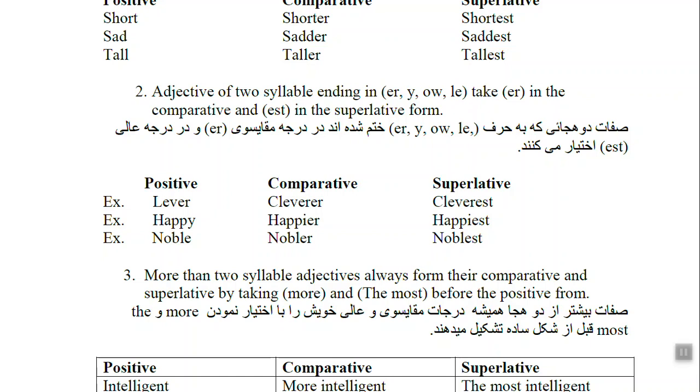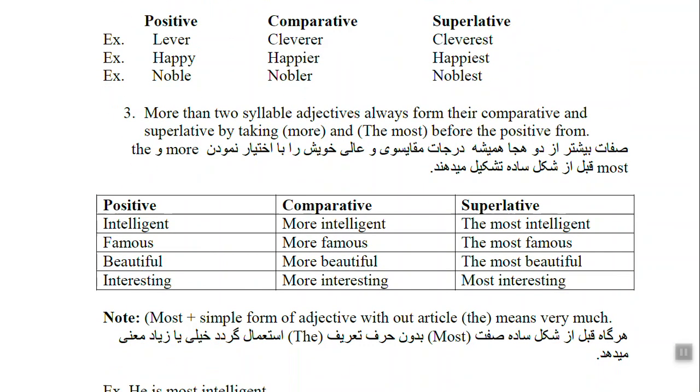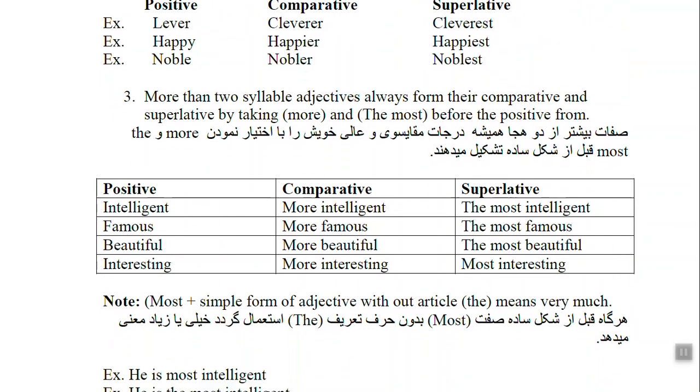Adjectives of more than two syllables always form their comparative and superlative by taking more and the most. In the comparative you use more, and in the superlative you use the most, before the adjective, before the positive form. For example, intelligent, famous, beautiful, interesting. That's the positive degree, but when you use it in the comparative degree, you have to use more intelligent, more famous, more beautiful, more interesting. And the superlative: the most intelligent, the most famous, the most beautiful, the most interesting.